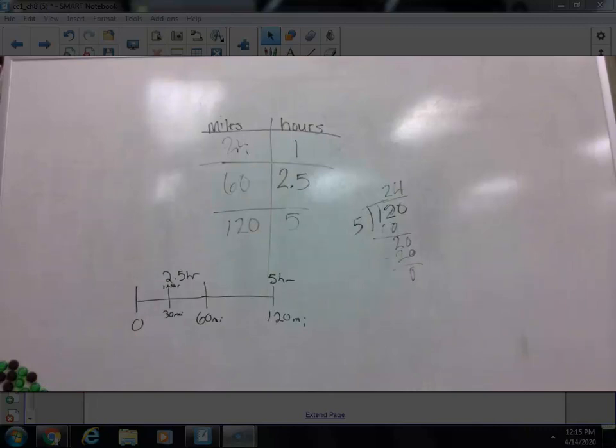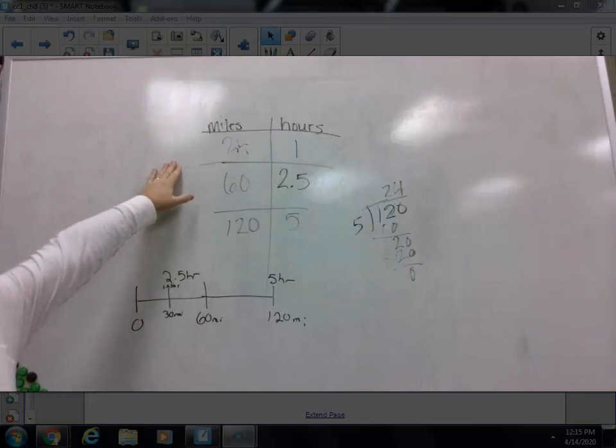So now let's look at B. How far can they go in 3 hours, in 6 hours, and explain how you can use the rate of travel and time to find distance. Okay. So we just found out that our unit rate here is 24 miles for every 1 hour.